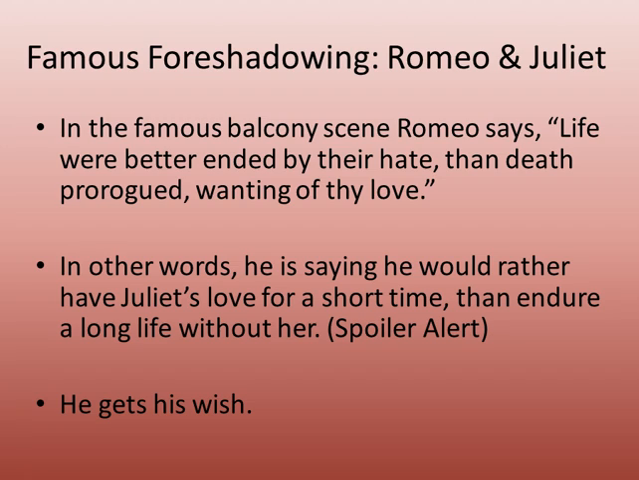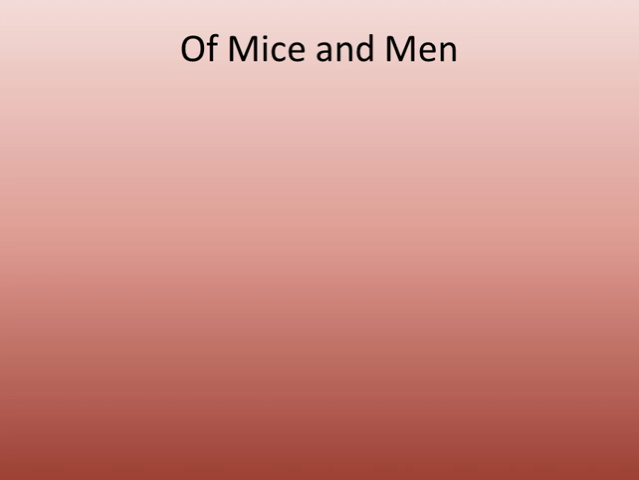So, again, this is foreshadowing, him saying, I'd rather live a life with you and have some love than to live a long life not ever having that love. Of Mice and Men is a great example of foreshadowing, from the title of the book to subtle hints throughout of what's going to happen.